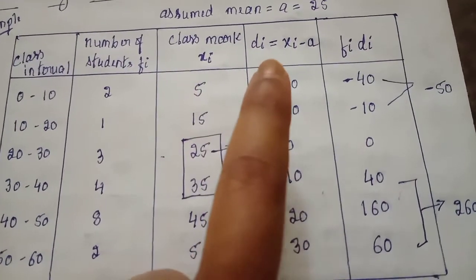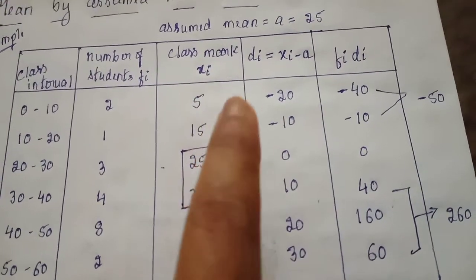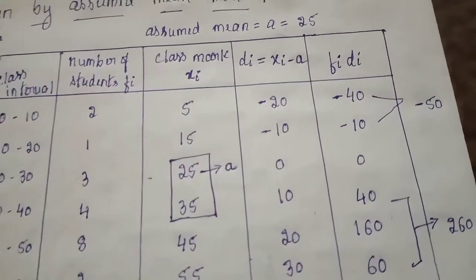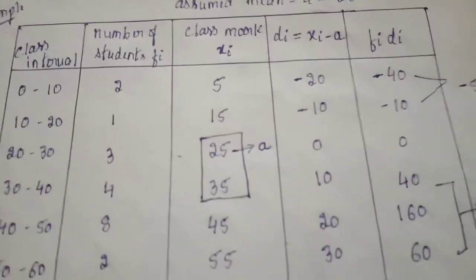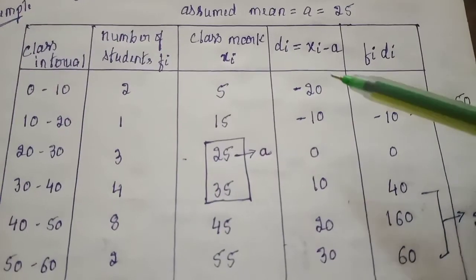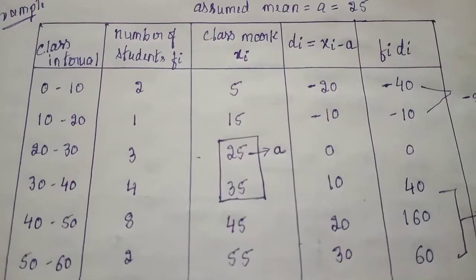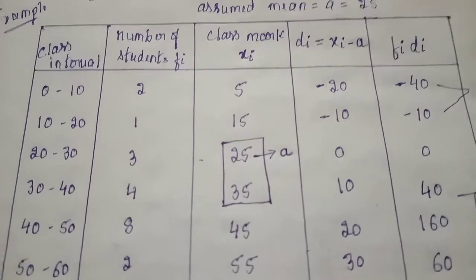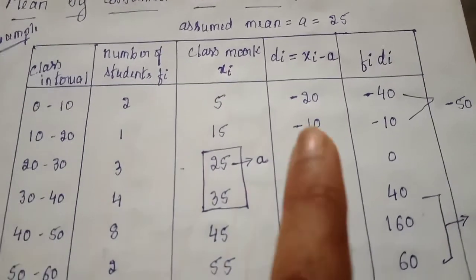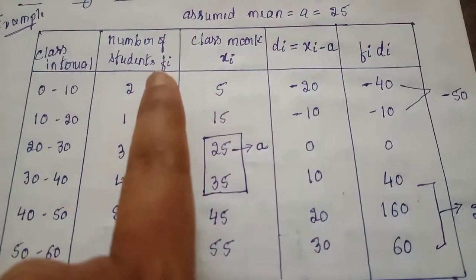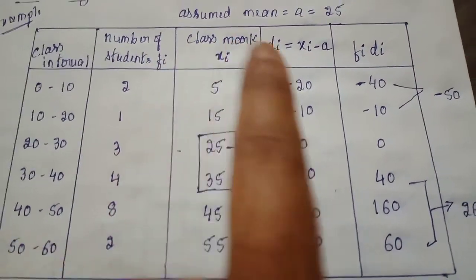But here the difference is di with xi. So multiply di with fi. In the direct method, we multiplied xi with fi and got fi xi in the third column. But now in this case, we have to multiply di with fi. Remember, fi is always fixed. You have to multiply fi with di.